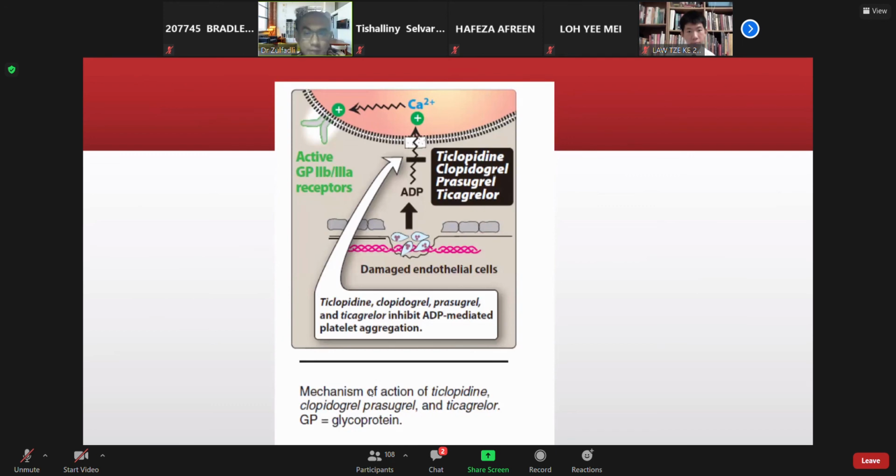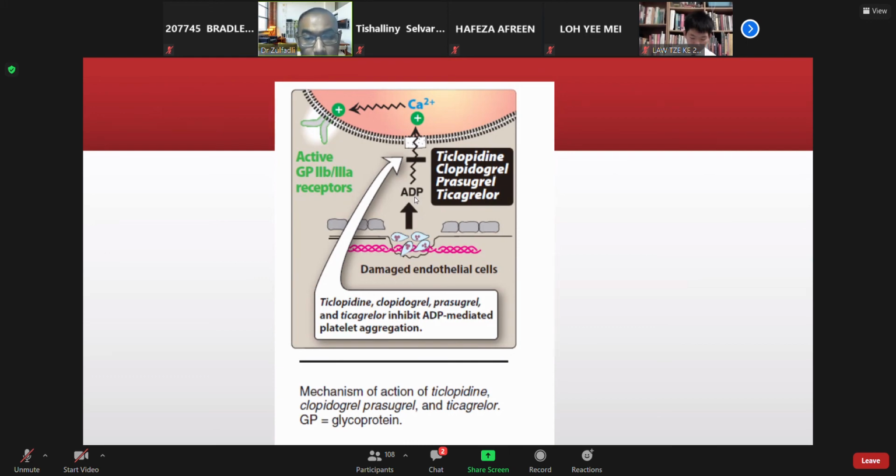This diagram shows you the mechanism of action of ticlopidine, clopidogrel, and prasugrel. These drugs inhibit the ADP-mediated platelet aggregation. So with ADP inhibited, there is no activation of the other platelets.